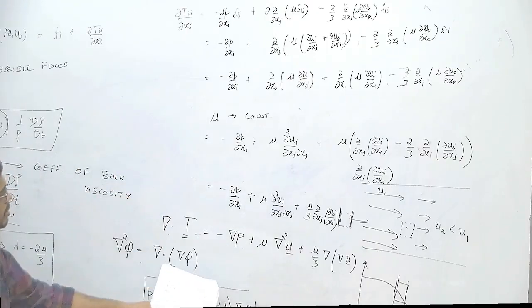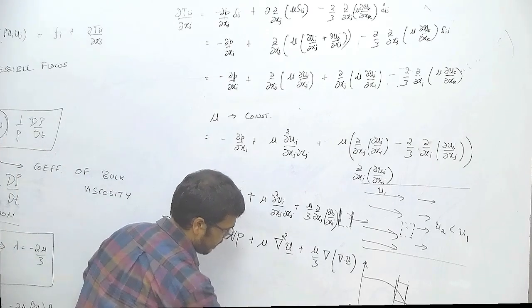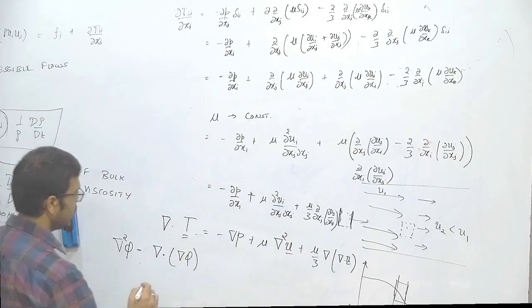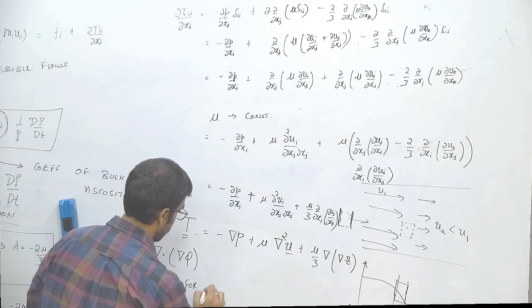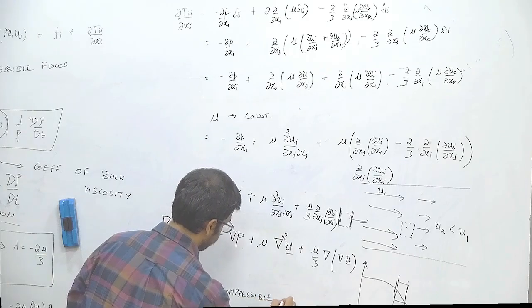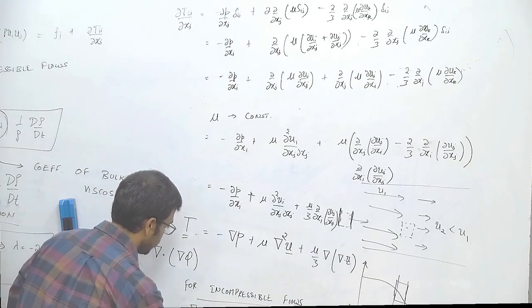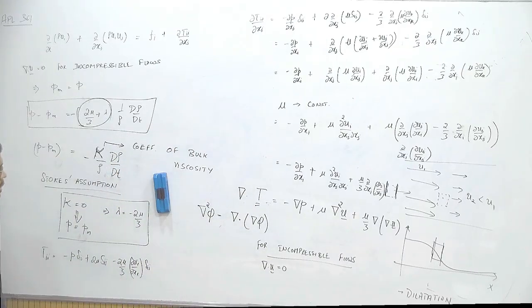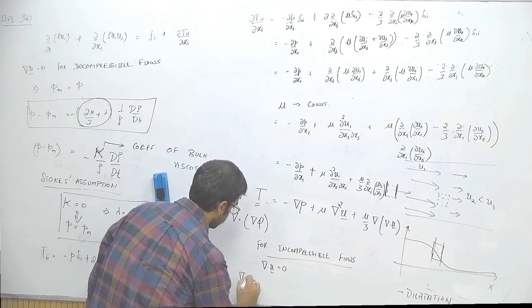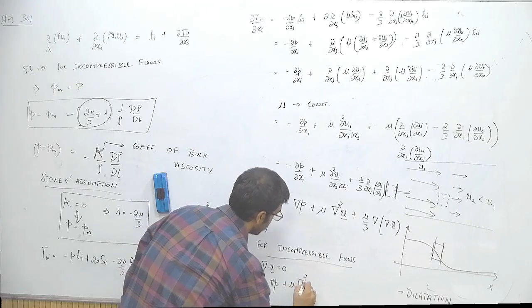So this is just algebra. I just broke it down into steps so that you can get a revision of your index notation and everything. Nothing much fancy happening here. And now particularly for incompressible flows, we have del dot u equals 0, which means your del dot T term is simply minus gradient of p plus mu del square u.